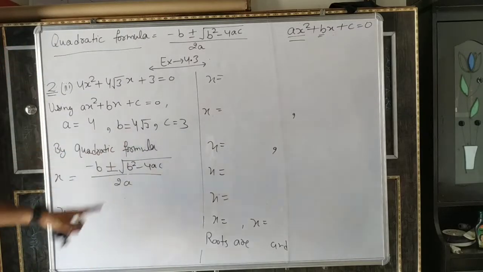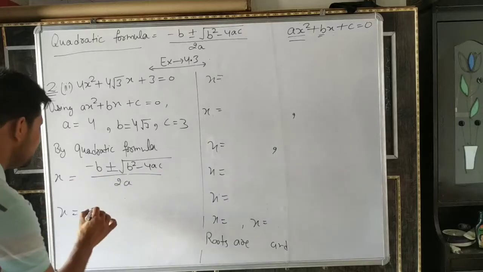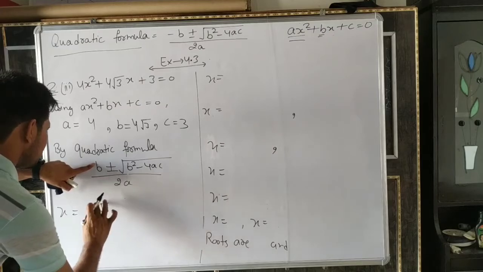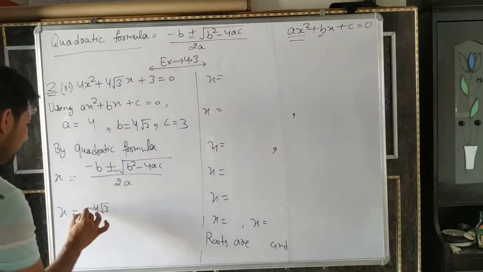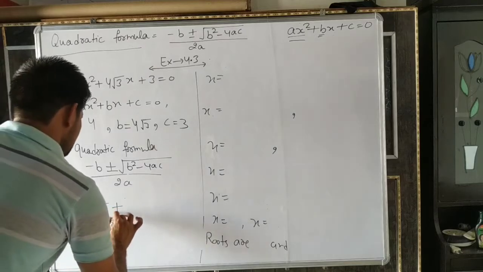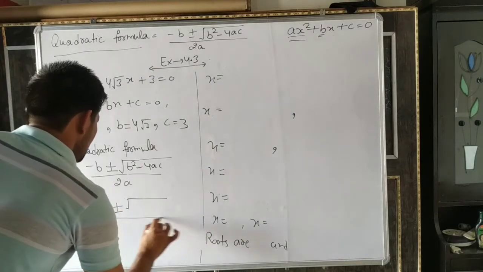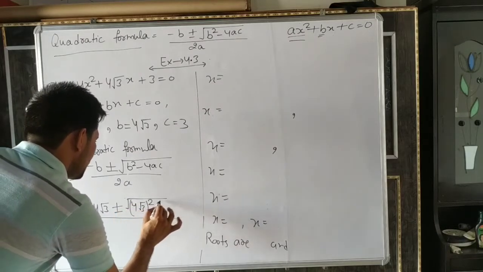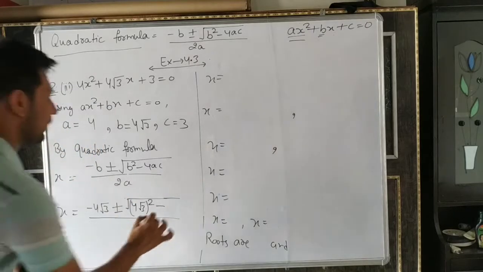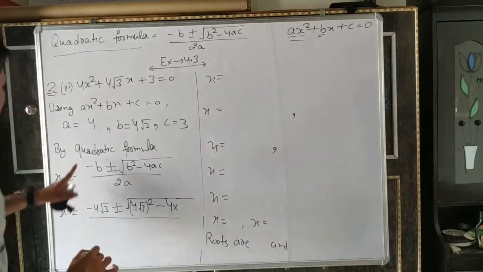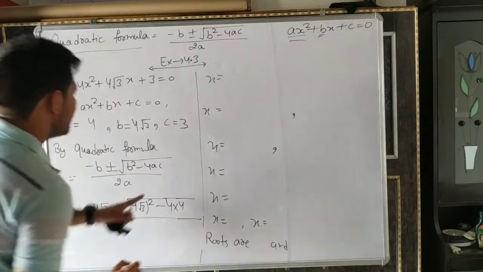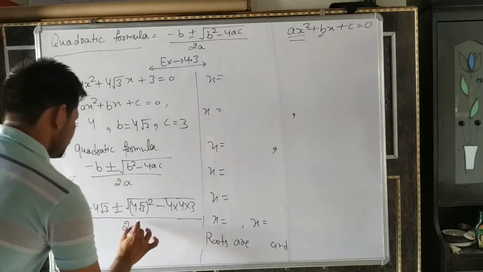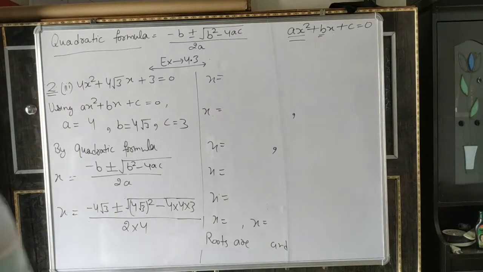Same as before, by using the quadratic formula we will put the value of x. What is b? But we have to write minus b. So first we will write b. B is how much? 4 into root 3. And it is minus, plus minus under the root. What is b square? 4 into root 3, squared. Minus 4 into a. A is 4, into c. C is also 3, divided by 2 into 4.